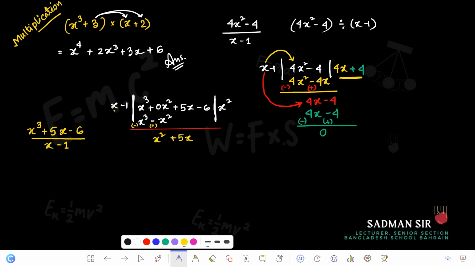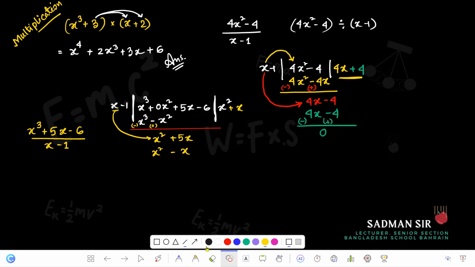Okay. Now check what you can multiply with x to make it x². Yes, we can multiply positive x. x into x, it will become x². Then x into −1, it is −x. Okay. Then we will do the subtraction again. So we'll do the subtraction, change the sign. Positive x² − x² cancel. 5x + x, it will give us 6x, and then from here we have finally −6.